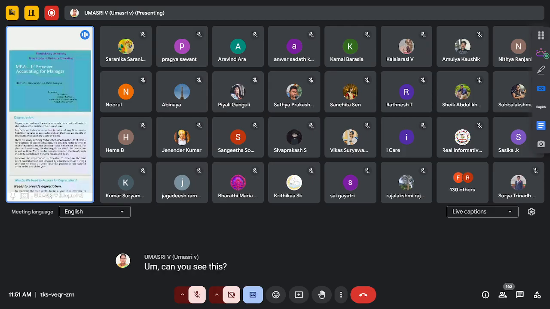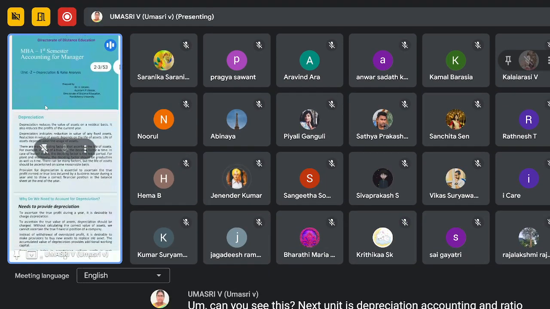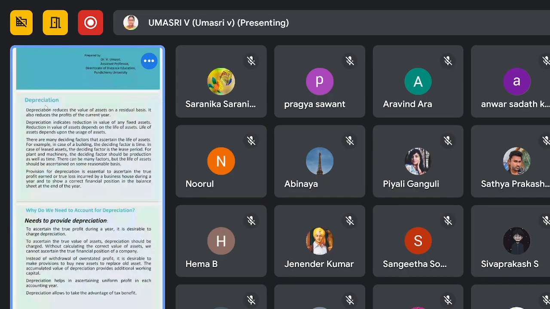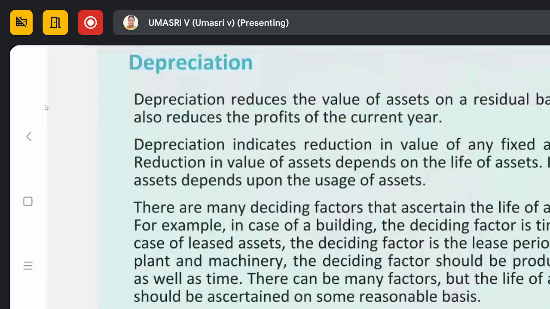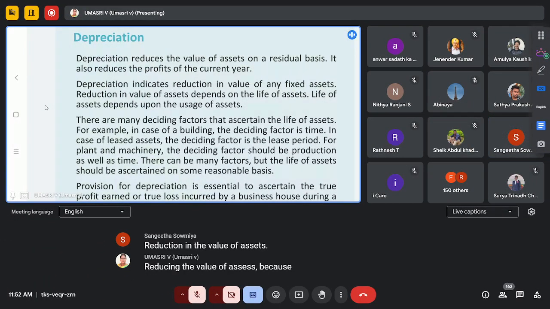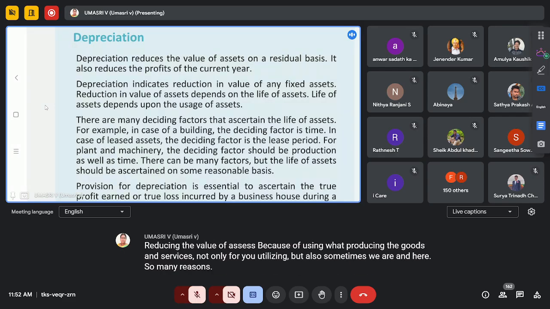Can you see this? The next unit is depreciation accounting and ratio analysis. What is depreciation? Reduction in the value of assets. Reducing the value of assets because of using them for producing goods and services, not only for utilizing, but also sometimes wear and tear. So many reasons are there. That is why the value of assets reduces.